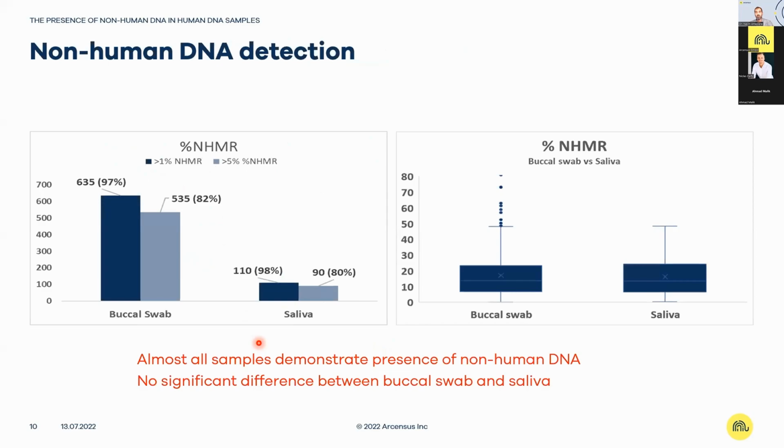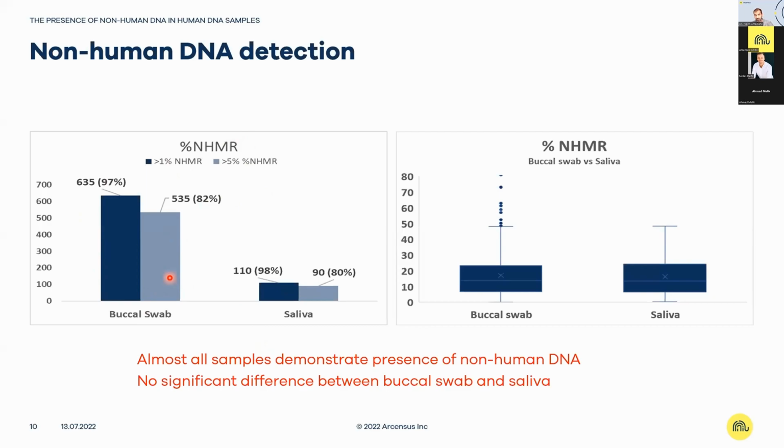So once we have aligned the data to the human reference genome, then we can start to look into the samples as to how many reads, or what's the percentage of the reads per sample, that did not align to the human reference genome. And what you see here is that if we set the cutoff at, let's say, 5% of the reads that did not align to the human reference genome, then we can see that when it comes to the buccal swabs, this gray bar over here, about 82% of the samples have more than 5% reads that didn't align to the human reference genome.